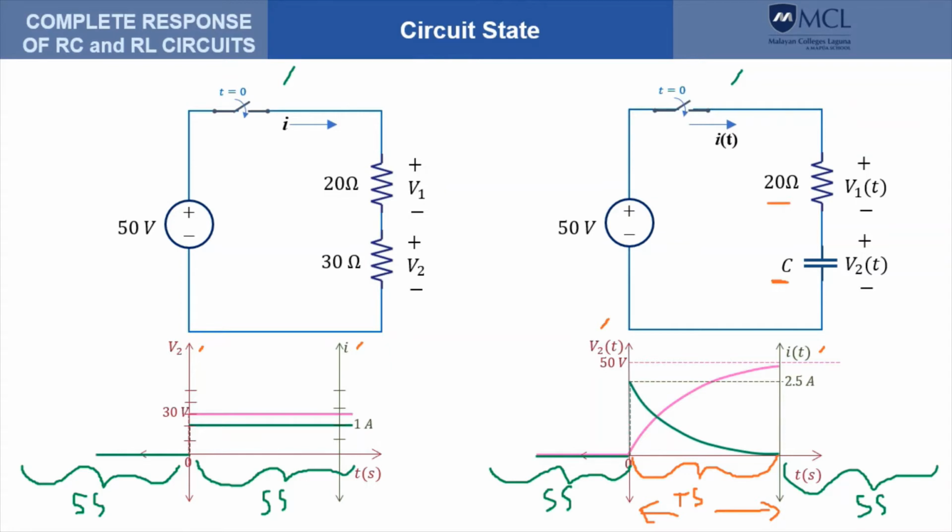So, in a circuit containing energy storing elements, usually the circuit is in steady state. Then you introduce a change in the circuit, a transient state will occur, but eventually that circuit will again go to a new steady state.